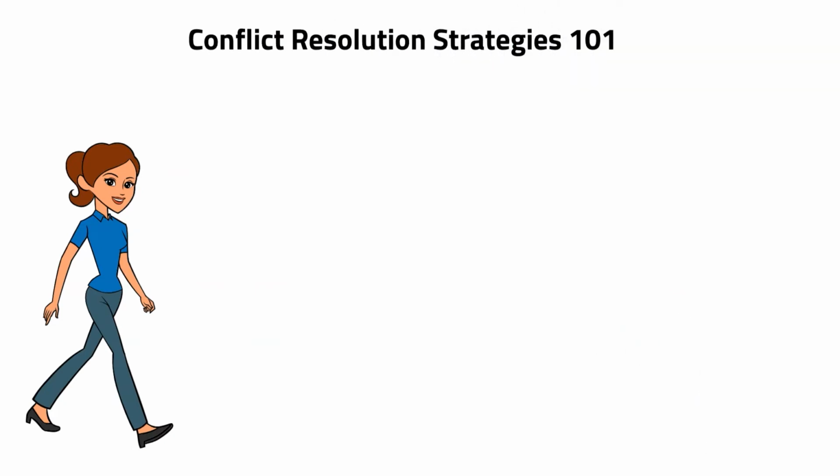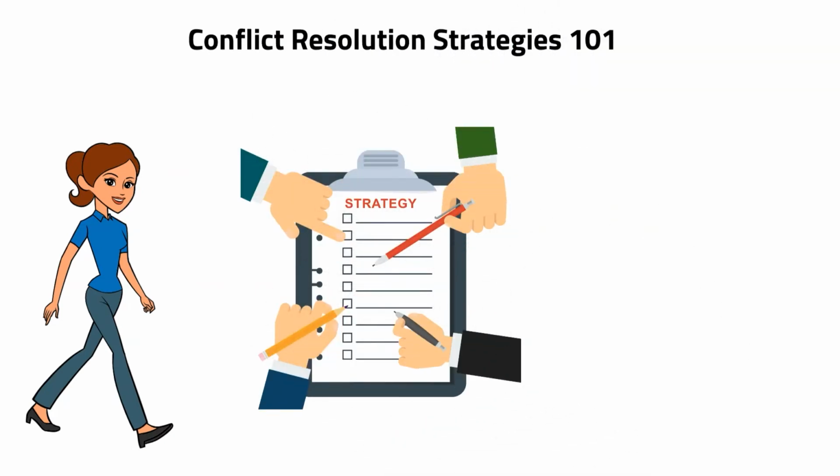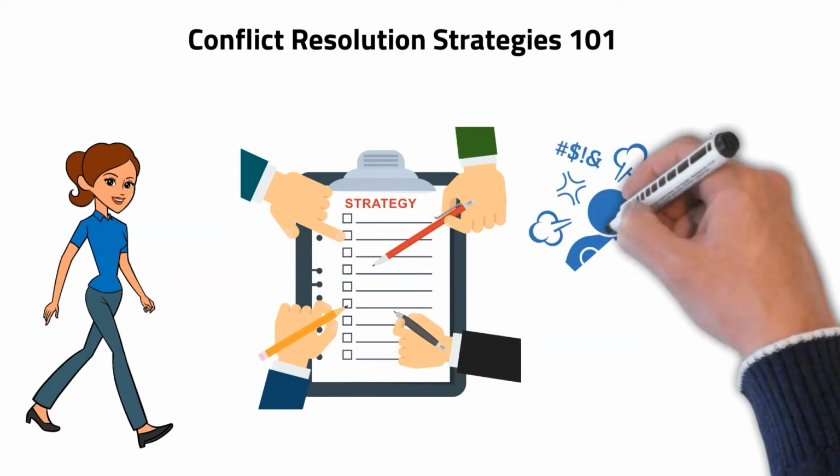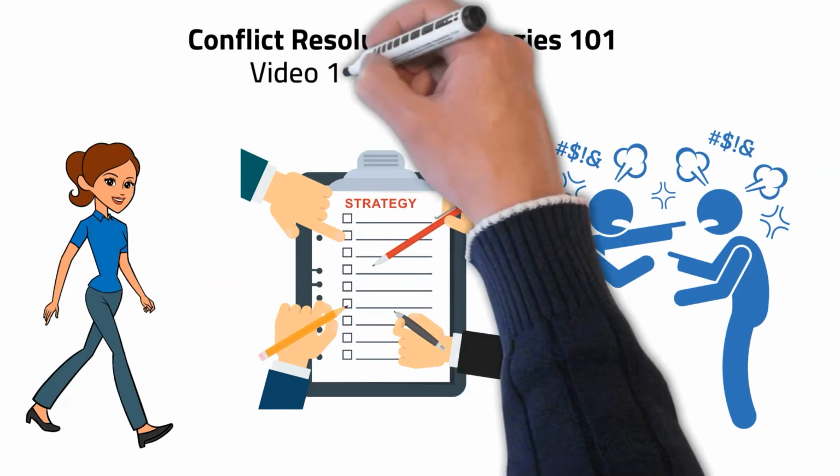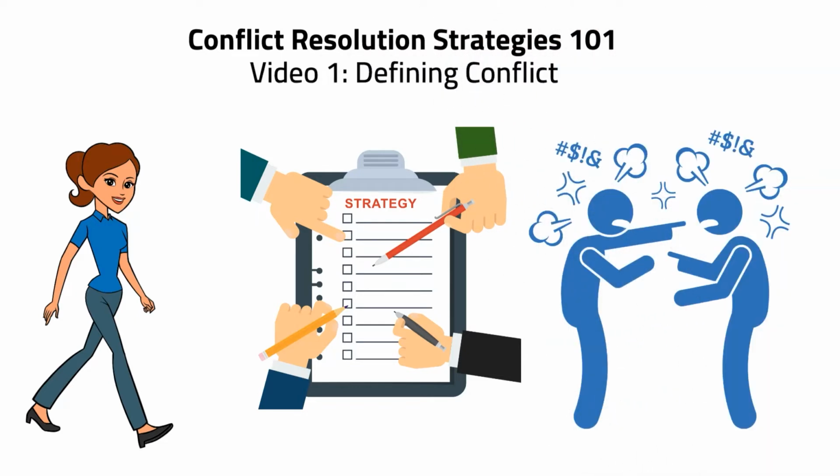In this video series, I'll be talking about everything from defining your own approach to conflict to understanding how people problem solve together and what to do when you run into issues in your negotiations. In today's video, I want to give you an overview of how individuals define conflict. So let's start by looking at how different people might define conflict.